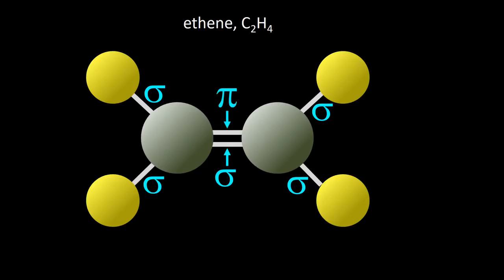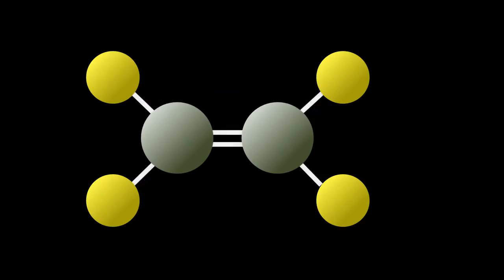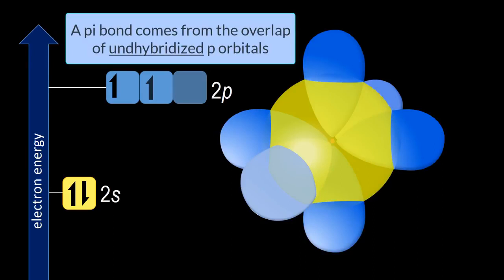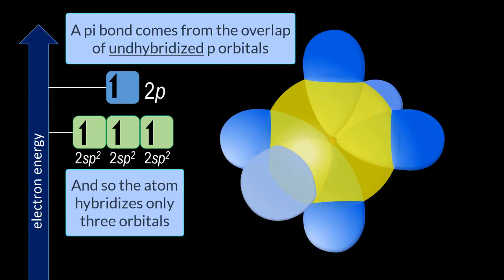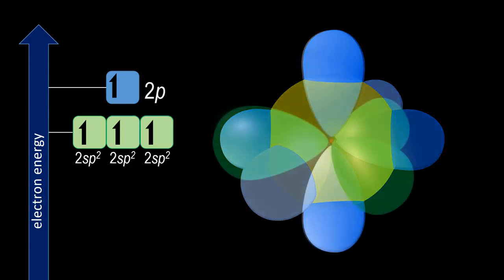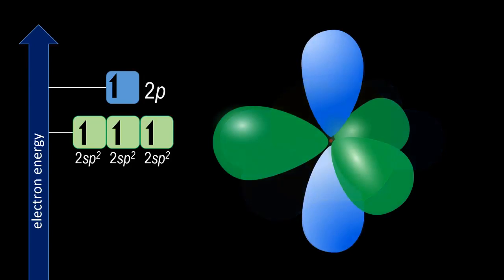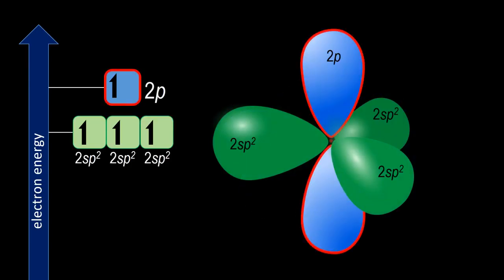Let's see how hybridization and orbital overlap can explain a double bond. The two carbon atoms in ethene are equivalent, so let's look at one of the carbon atoms first. A pi bond comes from the overlap of unhybridized p orbitals, and so the atom hybridizes only 3 orbitals, leaving a p orbital unhybridized for the pi bond. The hybrid orbital is called 2sp2, the superscript 2 denoting that only 2 p orbitals have contributed to the hybridization.